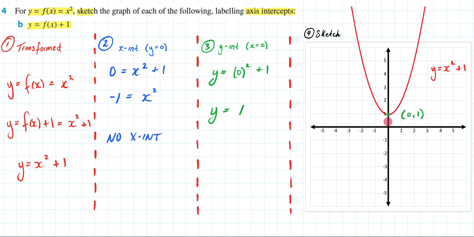So I put in my y-intercept, there are no x-intercepts, and I found my new rule, y equals x squared plus 1. Hopefully this was helpful in answering question 4b of 7a.